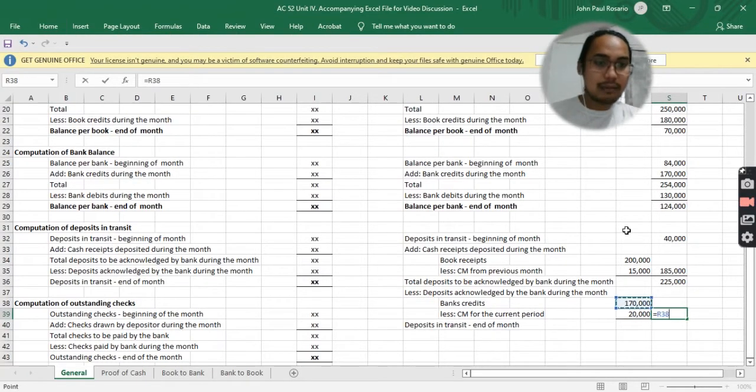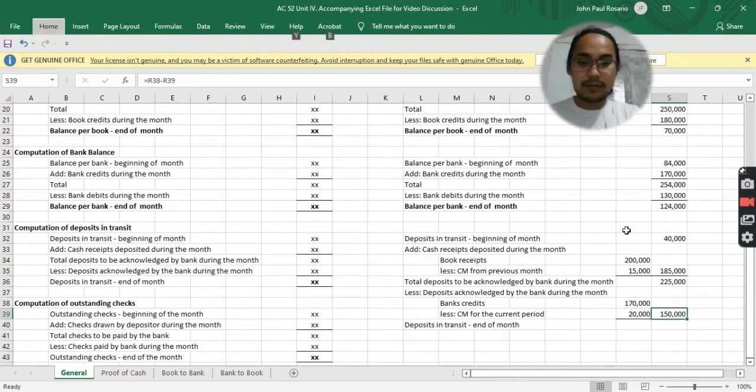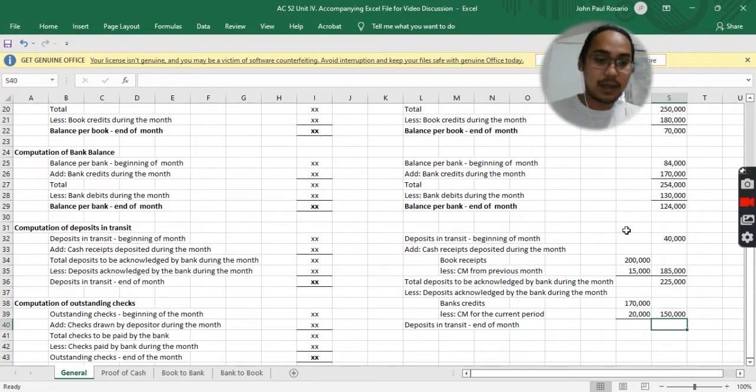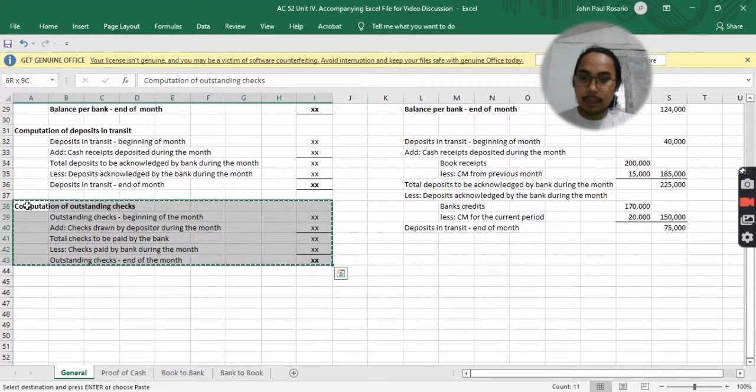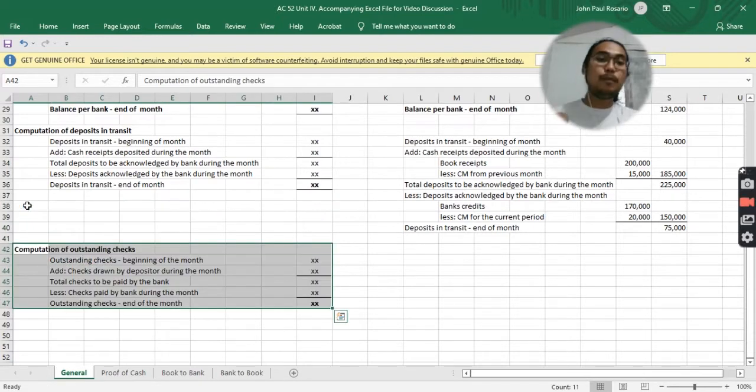So your total bank credits, the ones that involve cash from you going to the bank, is 170 minus 20, which is 150,000. So your ending deposit in transit for the month is 225 for deposit less your deposits acknowledged by the bank, 75,000 pesos. Okay. So, let's just move this further a bit so they line up. Okay, so let's compute the outstanding checks as well.